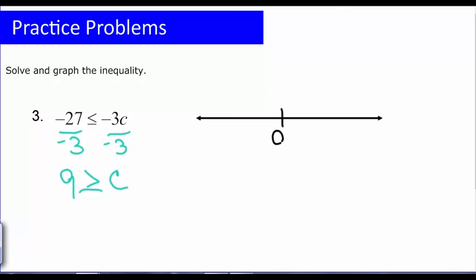I'm going to mark my boundary, 9. I have a greater than or equal to sign, so I'm going to use a filled in circle. Now 9 is greater than or equal to what numbers? Well, it's greater than or equal to 8, 7, 6, 5, all of the numbers that are to the left of it. And that's how we solve and graph one-step inequalities by multiplication and division.